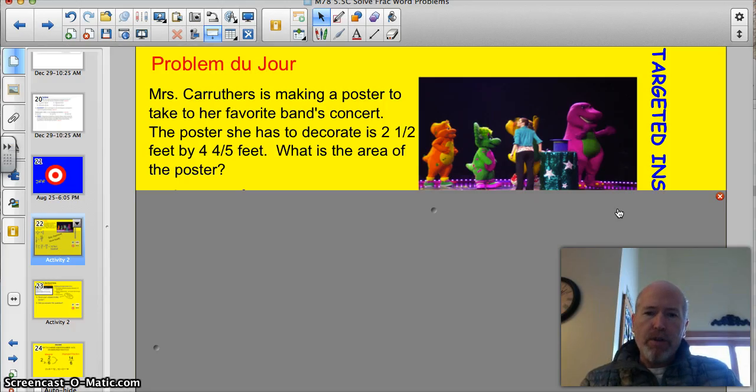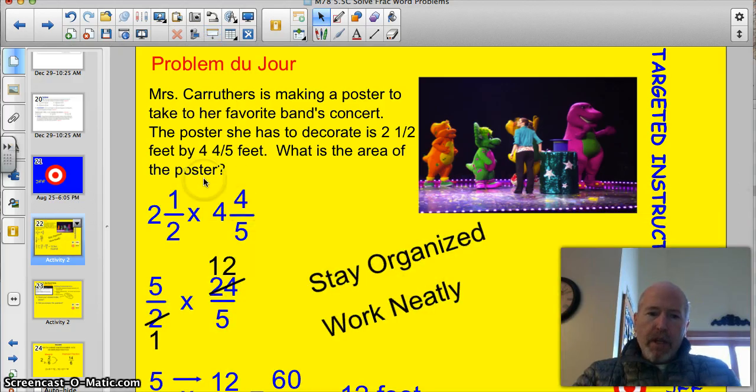How do you solve this? We're trying to find the area of this. Well, let's just go ahead and set it up. We have 2 1/2 feet by 4 4/5 feet. All right. So first thing you have to do, remember my bottom lines, make your mixed numbers into improper fractions. So 2 times 2 is 4, plus 1 is 5 halves. So I rewrote that fraction. 4 times 5 is 20, plus the 4 on top makes 24 fifths. And I rewrote that one.